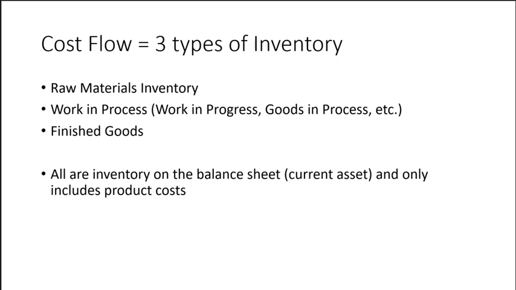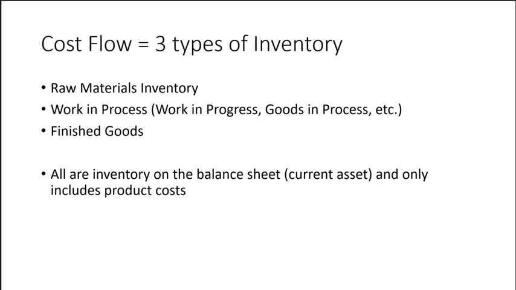And then we're going to put them together, and depending on how long it takes, we're going to have what's called work in process, which can also be called work in progress, goods in process. Don't let the different terminology throw you off. It's all the same thing. Work in process, that means it's partially done. You've got a bicycle that's partially put together. You've got mixed cookies that aren't baked. Those would be work in process. And then once they're done and packaged and ready to sell, they're finished goods.